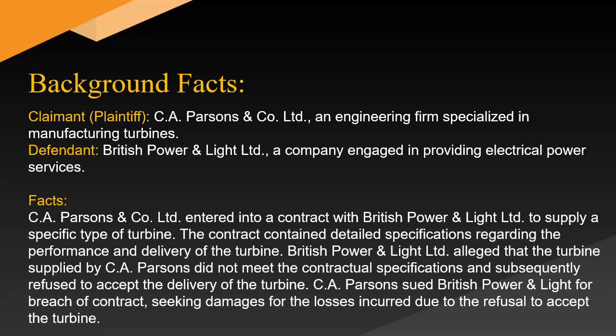Facts: CA Parsons and Company Limited entered into a contract with British Power and Light Limited to supply a specific type of turbine. The contract contained detailed specifications regarding the performance and delivery of the turbine. British Power and Light Limited alleged that the turbine supplied by CA Parsons did not meet the contractual specifications and subsequently refused to accept the delivery of the turbine. CA Parsons sued British Power and Light for breach of contract, seeking damages for the losses incurred due to the refusal to accept the turbine.